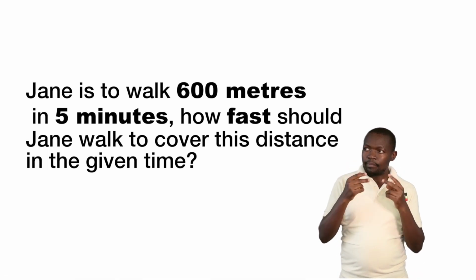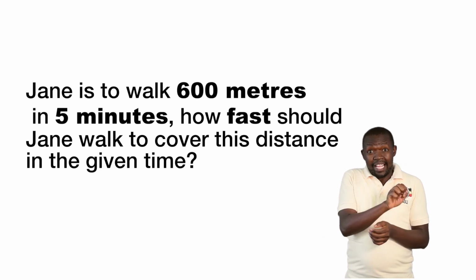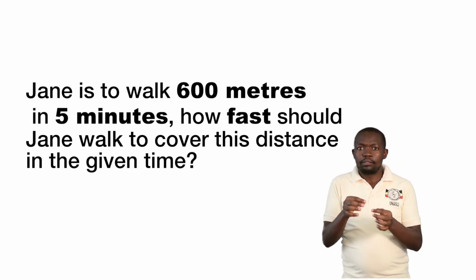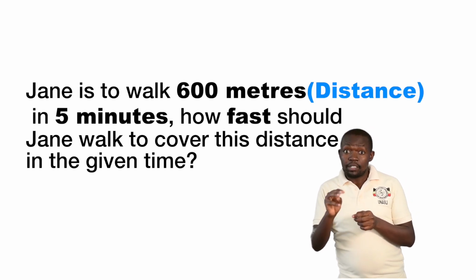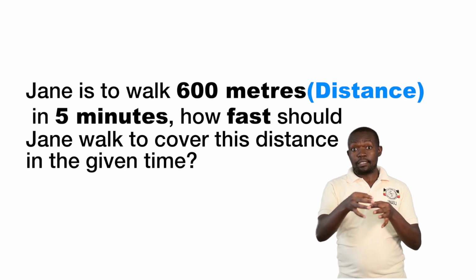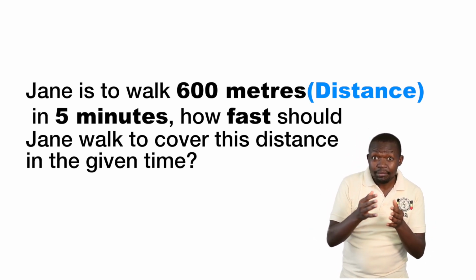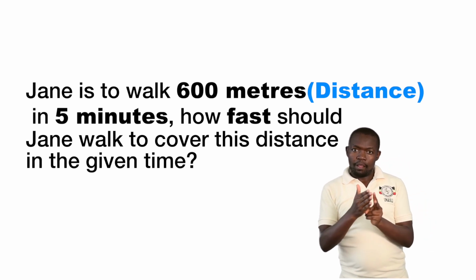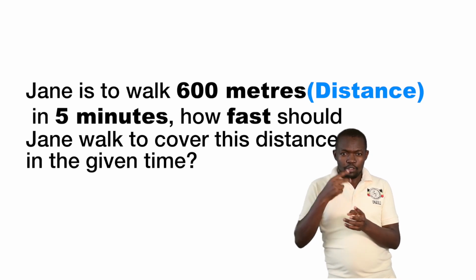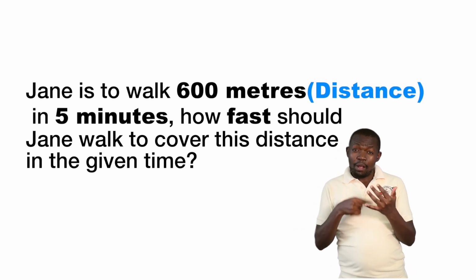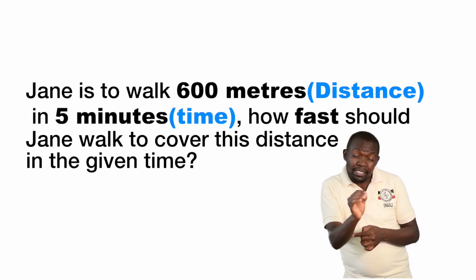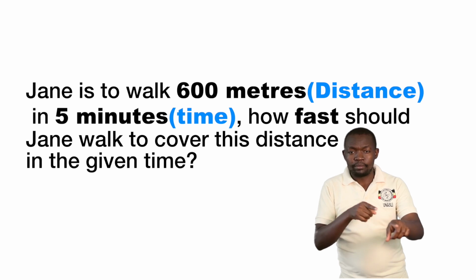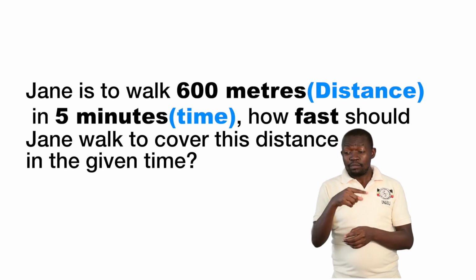Can we go on? Let's look through our question. Jane is to walk 600 meters. What does the 600 meters represent? It represents the distance. So we already know the distance, right? Very good. And then we go on, breaking down our question. We have been told that Jane is to walk 600 meters in 5 minutes. So our time that we've been given is 5 minutes.